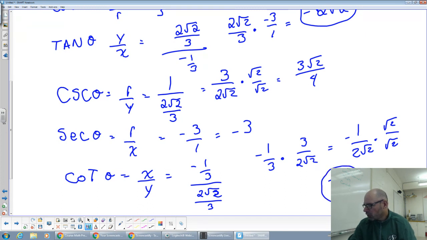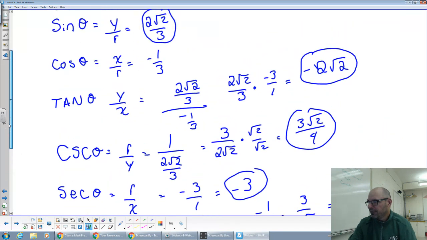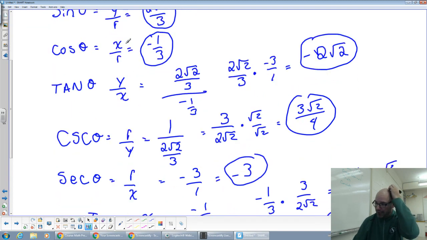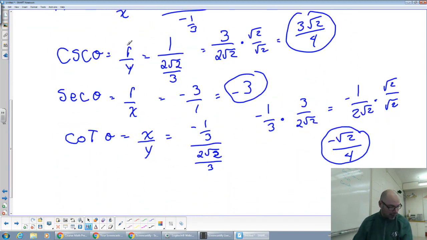So there's tan, there's secant, there's cosecant, there's cotangent, there's cosine, and there's sine. Okay, so that's the first type of example. And I want to do one more today, and then I'll give you some practice with this.